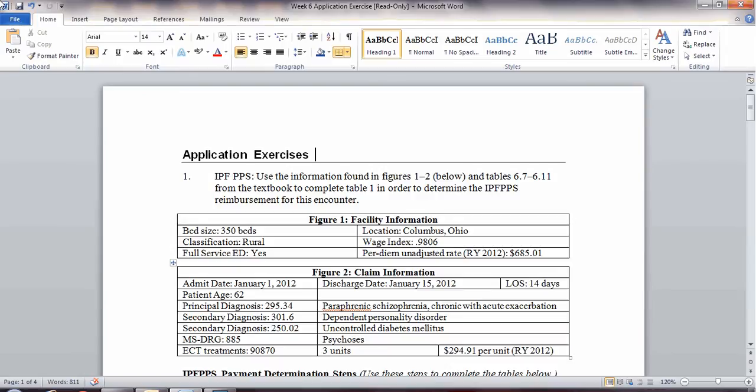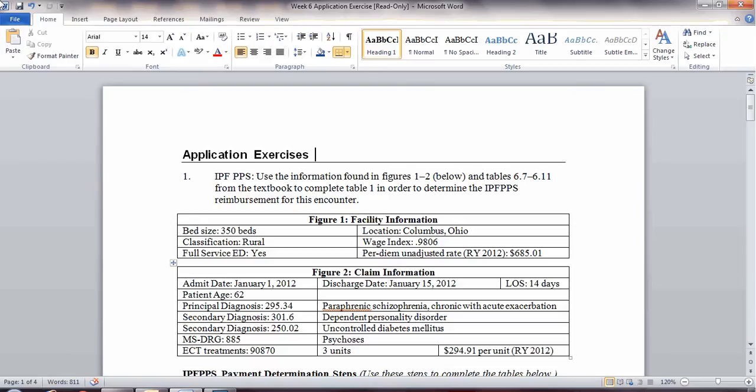There are actually two portions to this exercise. In the first portion we are going to be calculating the reimbursement for an inpatient psychiatric stay. And in the second portion we're going to be looking at the top 25 DRGs for a facility, and we're going to calculate the case mix index.